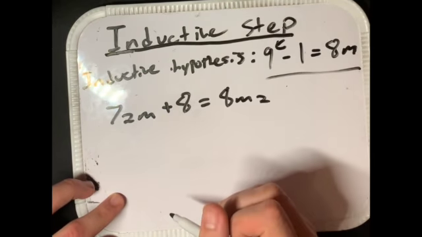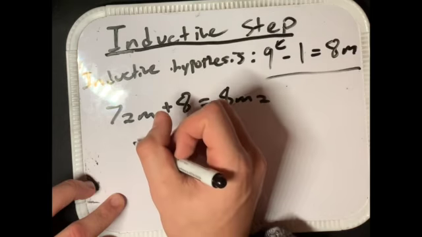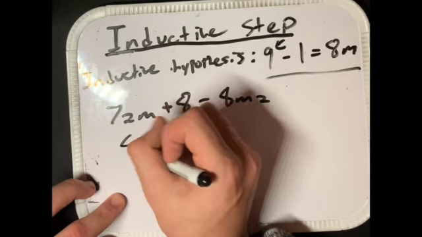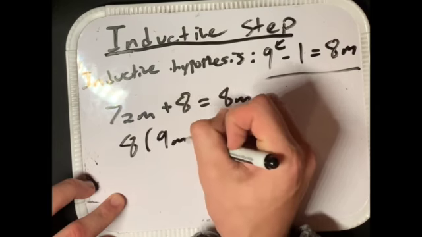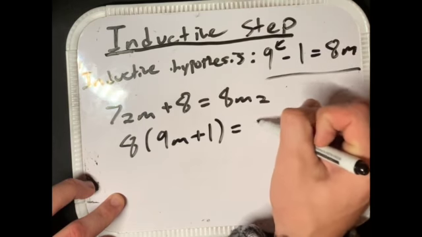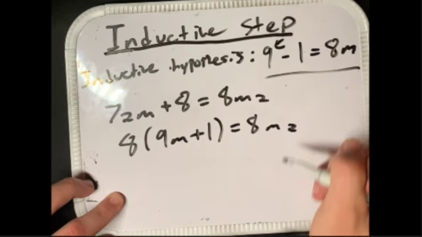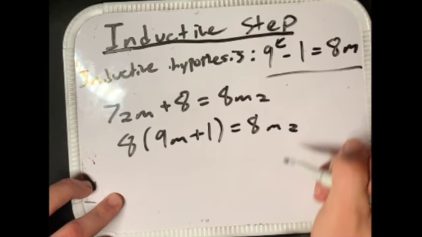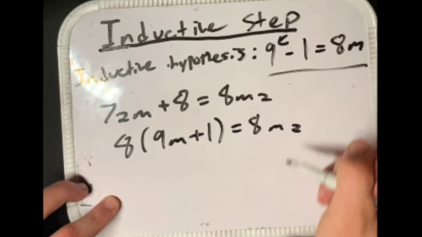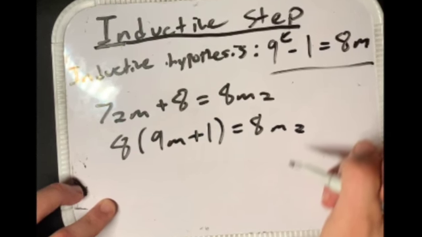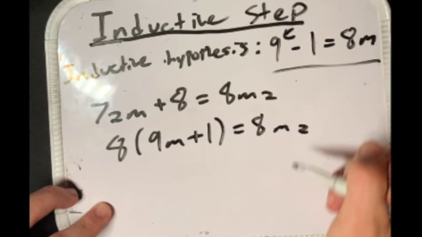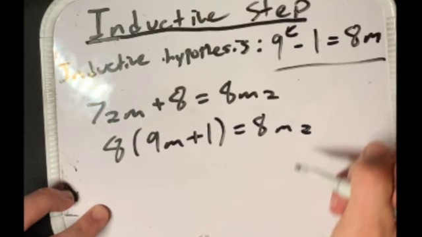Now, we can factor out the 8 on the left side of the equation, which simplifies it to 8 times (9m plus 1) is equal to 8m2. The equation representing p of k plus 1 has a factor of 8. Therefore, it is divisible by 8, and we have proved our claim using weak induction.